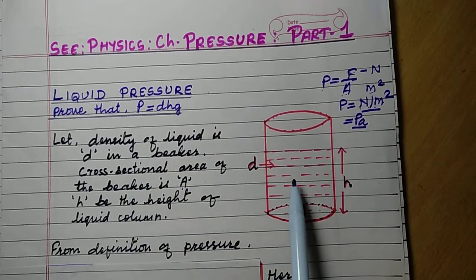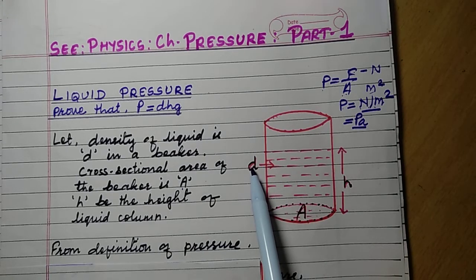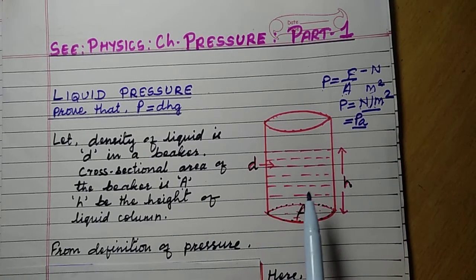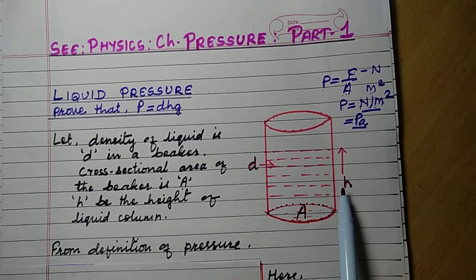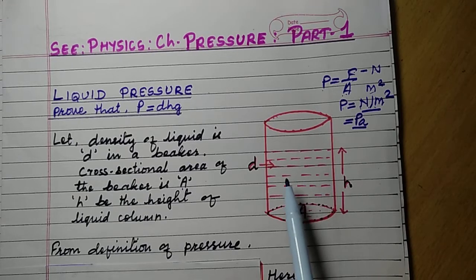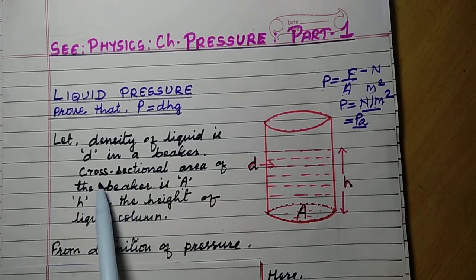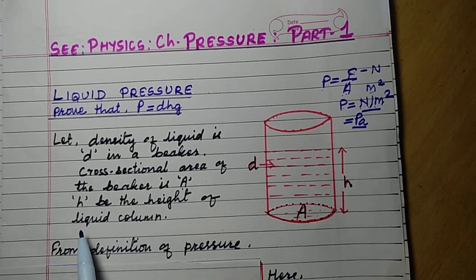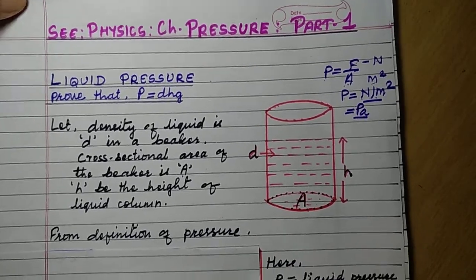That is why you should have liquid in a vessel or water in a beaker, and you need to know density of water here. You need density of water, cross-sectional area of the beaker, and height of the liquid column or depth of the liquid column. So you need these three to derive formula P equal to dHg. Density of liquid, cross-sectional area of the beaker, and height of liquid column. So here density of liquid is D in a beaker, cross-sectional area of the beaker is A, and H the height of liquid column.